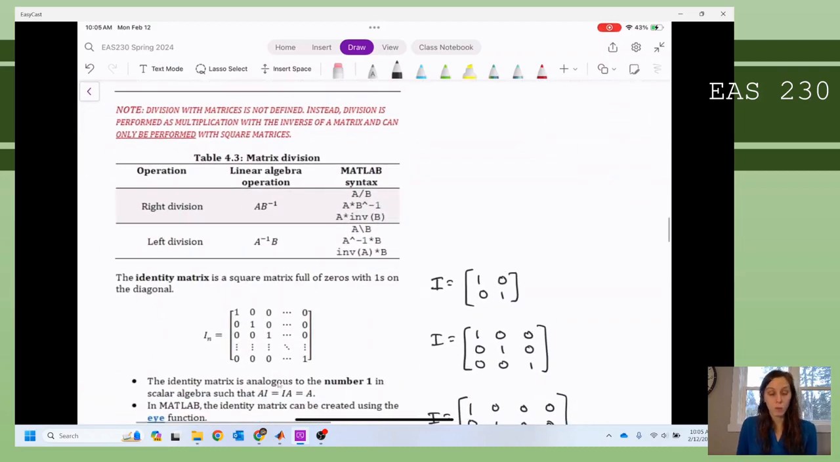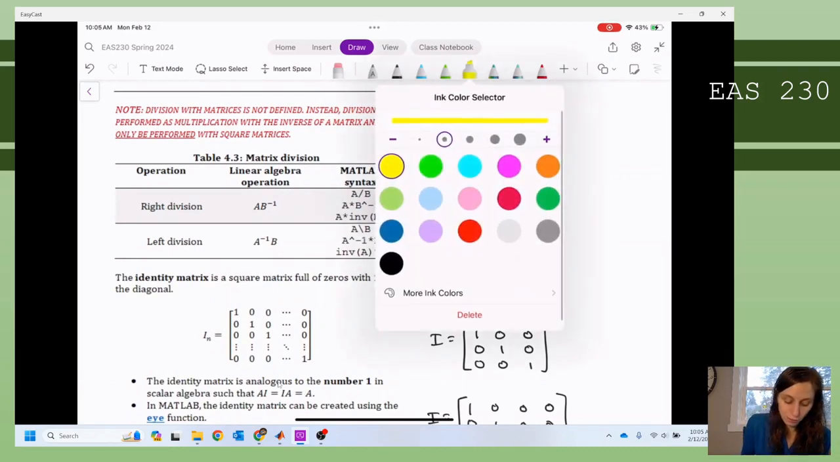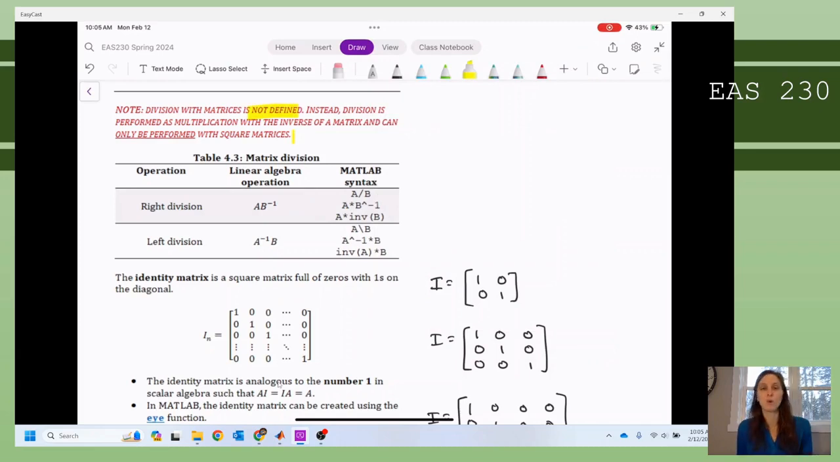Okay, last one to go over is matrix division, which, as it turns out, is not defined. We cannot do matrix division. But we still have matrix operations that MATLAB does. So we can do A divided by B, and we can also do A left divide B. Both of these exist in MATLAB. What it's doing when we type that is not dividing the two matrices. It's multiplying by the inverse.